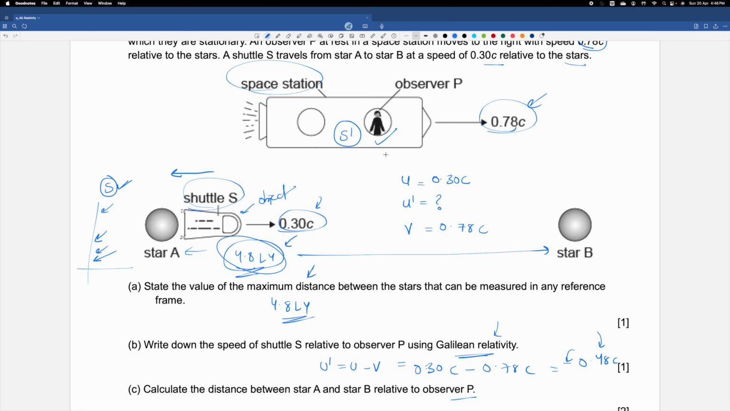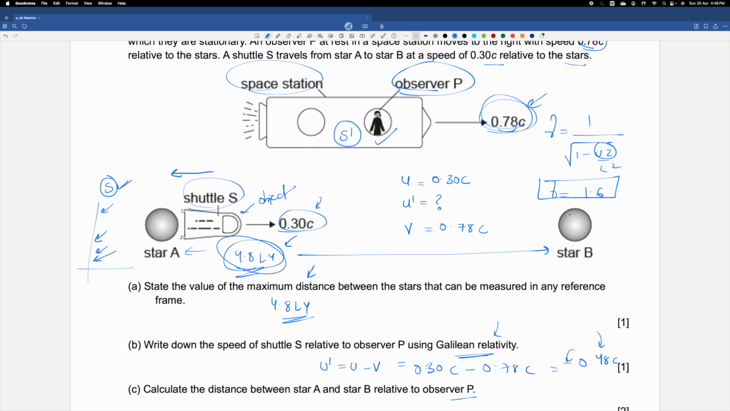To calculate that length with any other frame, you have to calculate the gamma for that particular frame. So the question is to calculate what is the distance measured by the observer P. Let's calculate the gamma factor for this observer, which will be 1 over root of 1 minus v square over c square. The value of v is 0.78c. If you plug that in, your answer for gamma will be 1.6.